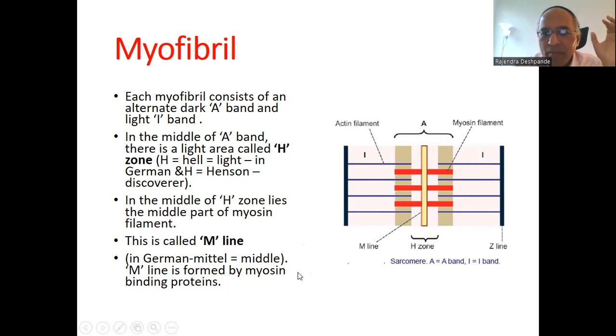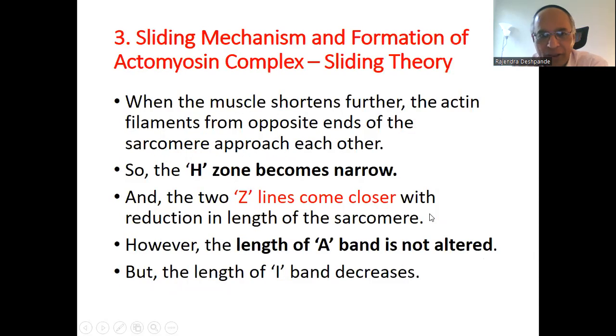M line is formed by myosin binding proteins. Okay. Sliding mechanism and formation of actomyosin complex.